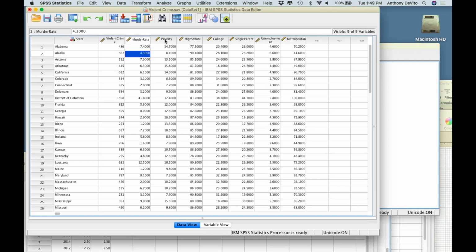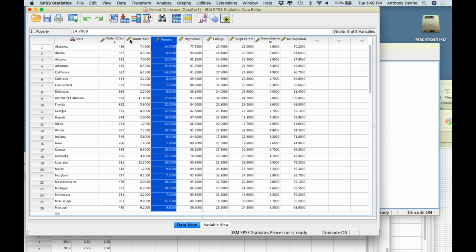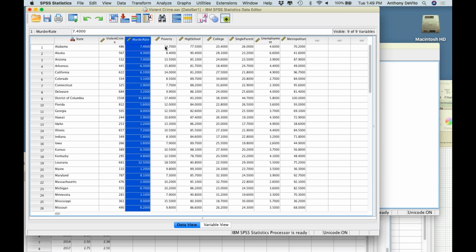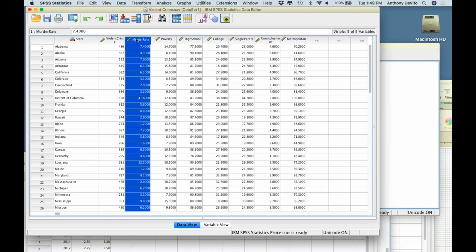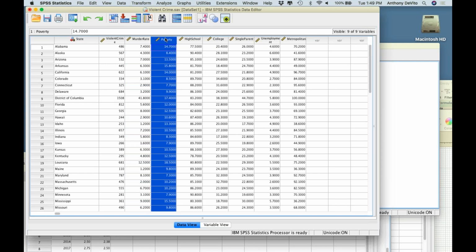Okay, murder rate is this, poverty rate. Let's see, we can pick out any of these. I'm going to say let's see if there's an association between the poverty rate and the murder rate. Okay, let's use that one. For the moment, we're only interested in correlation.